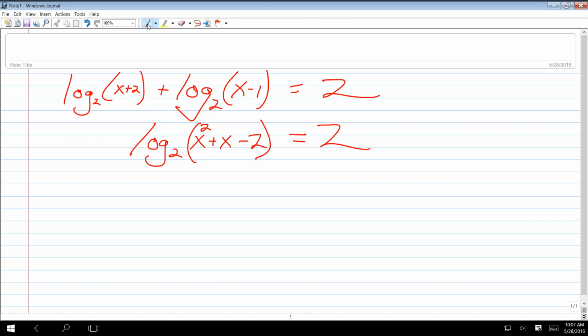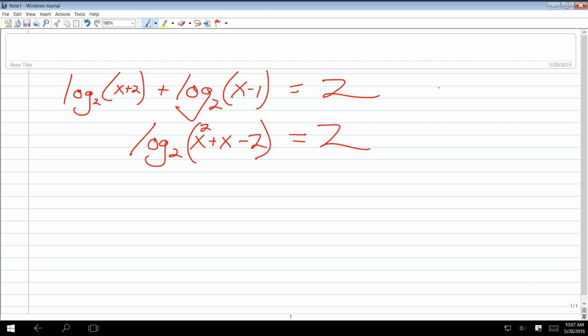Put it into exponential format. That's the key. You solve log equations by, the second to last step is almost always to put it into the other format. So it's log base 2. No, put it into an exponential format.